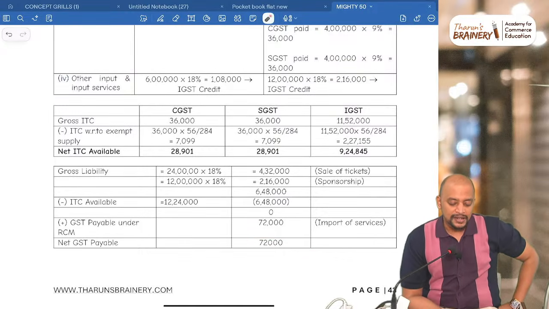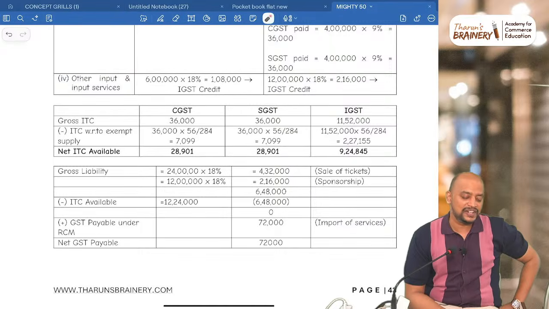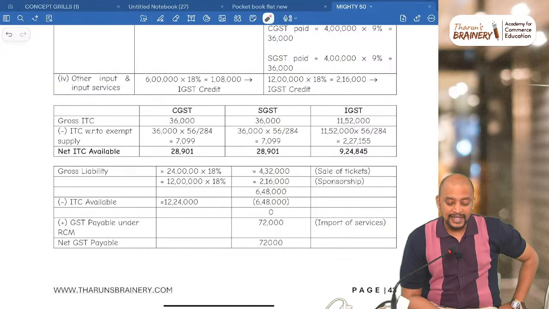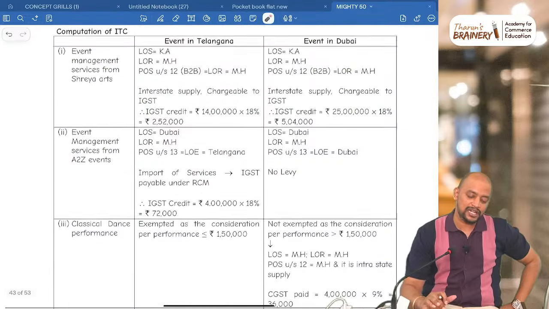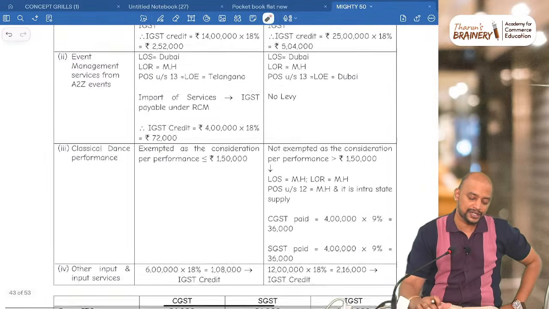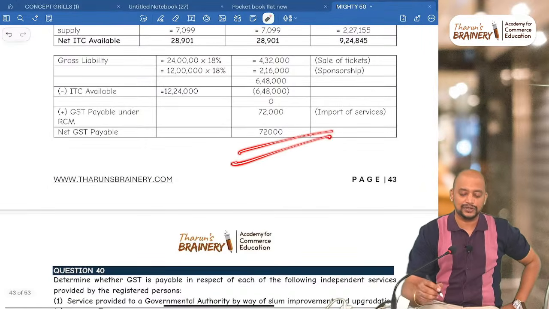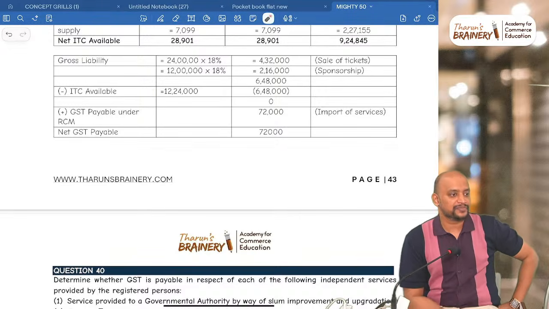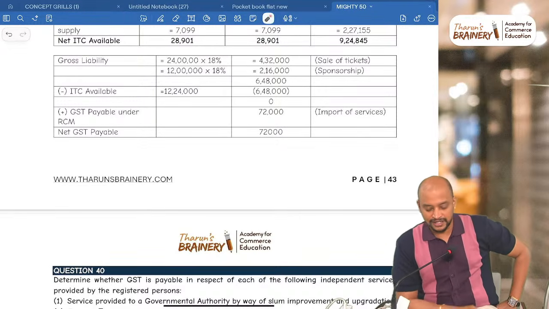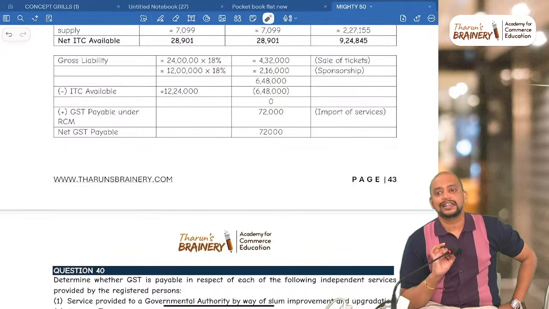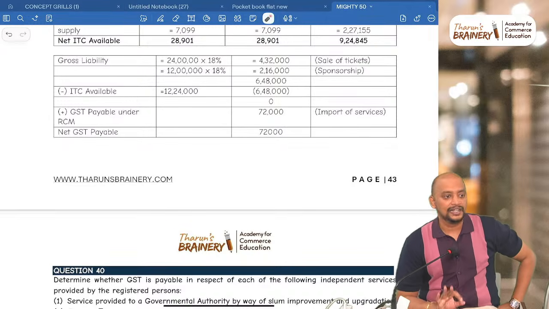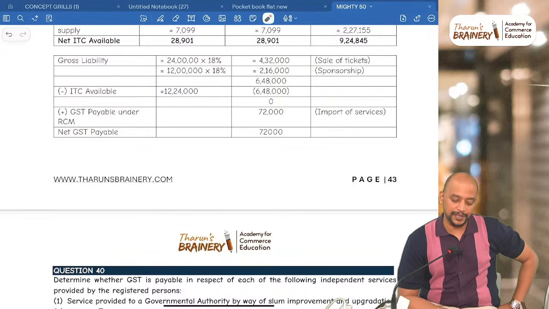Even though we have a lot of credit, the entire credit will be used for payment of liability. However, the RCM liability we need to pay. What is the RCM liability? Import of services 72,000, that needs to be paid separately. So 72,000 is the answer. This question covers exemptions, place of supply mainly, and then reversal of ITC and computation of net GST payable.